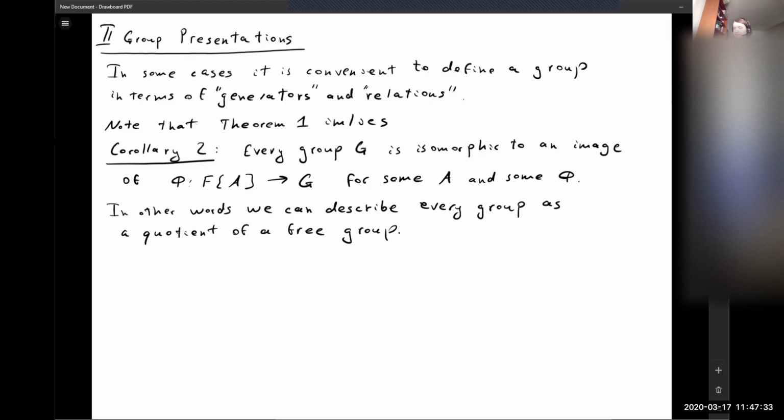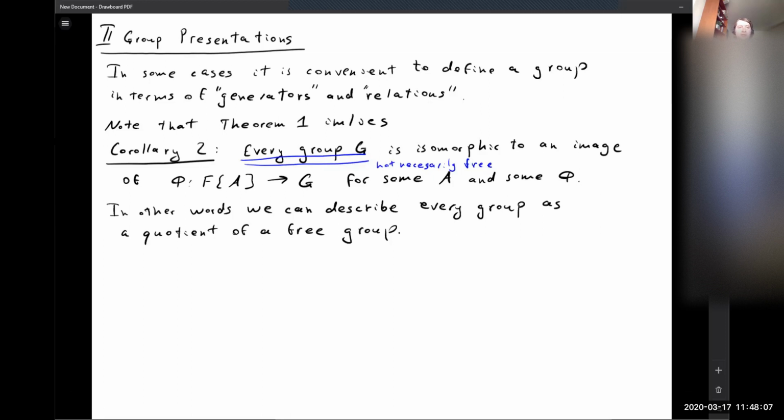Quick question. Yes? So when we say that phi of F of A goes to G, that means that by the previous theorem the rank of A needs to be equal to the rank of G? That's a good question. Let me stress this one once again, that most important, this is every group, not necessarily free. So that's a good point.